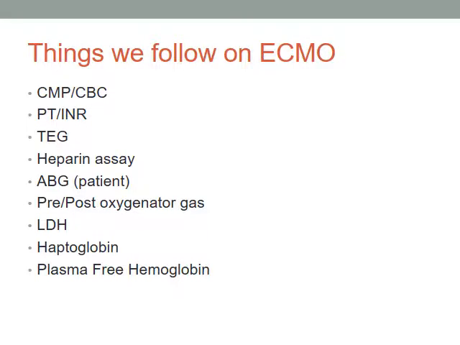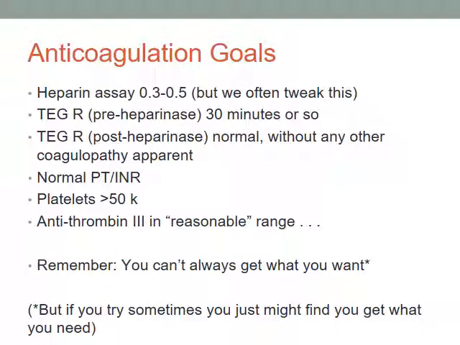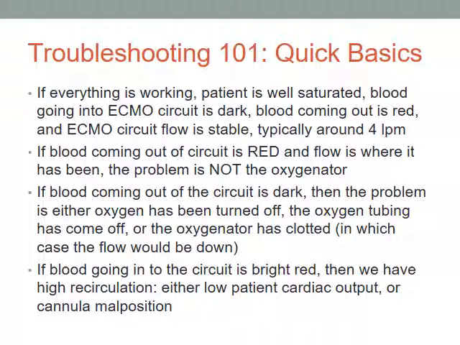Troubleshooting real fast. If everything is working and the patient is well saturated, then the blood going into the ECMO circuit is going to be dark. The blood coming out is going to be red. ECMO circuit flow is stable, typically around 4 liters. That's what you want. If the blood coming out of the circuit is red and the flow is where it has been, and your patient's having a problem, the problem is not the oxygenator.